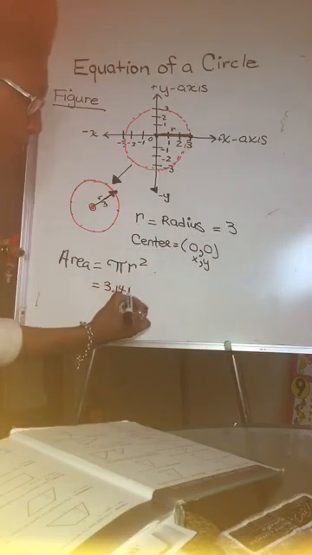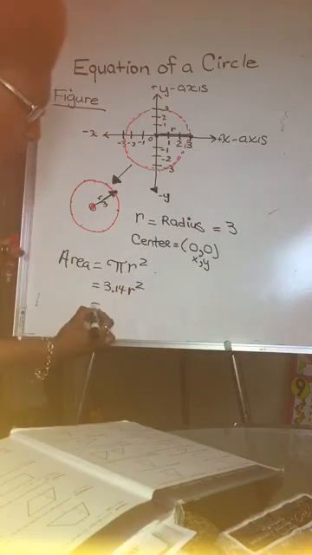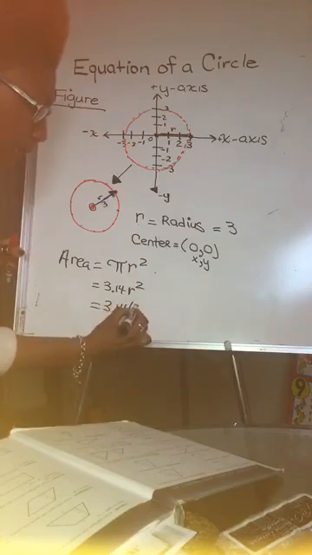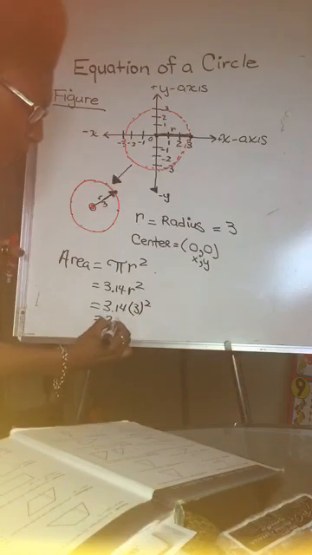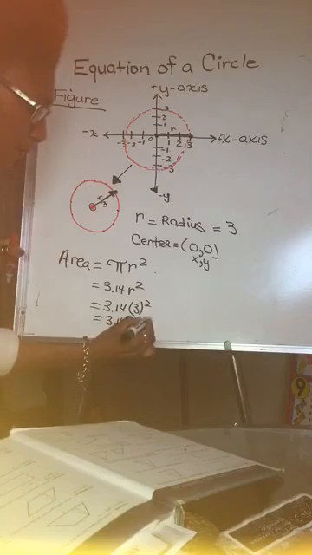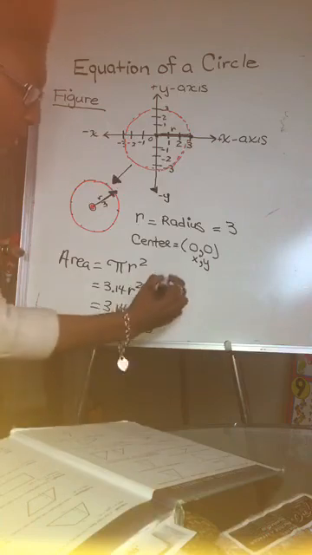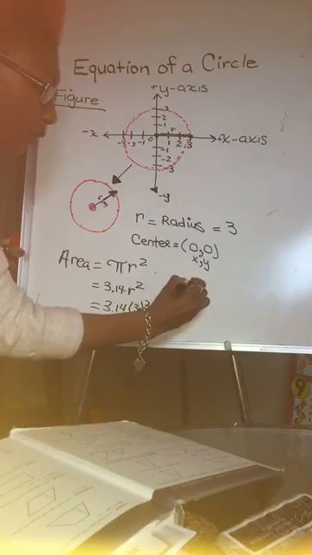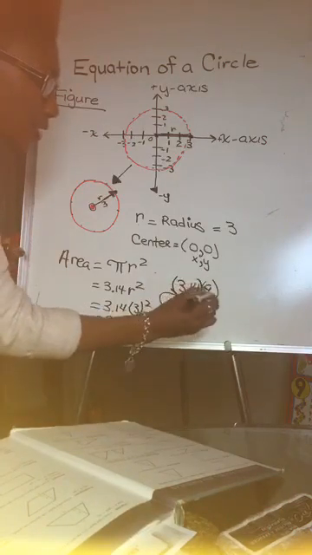And our radius, right now we know that is 3, squared. So if we plug in 3.14 times 3 squared, 3 times 3 is 9. I have to squeeze it, so I'm going to shift over here. So we have 3.14 times 9. So let's put both of these in parentheses.